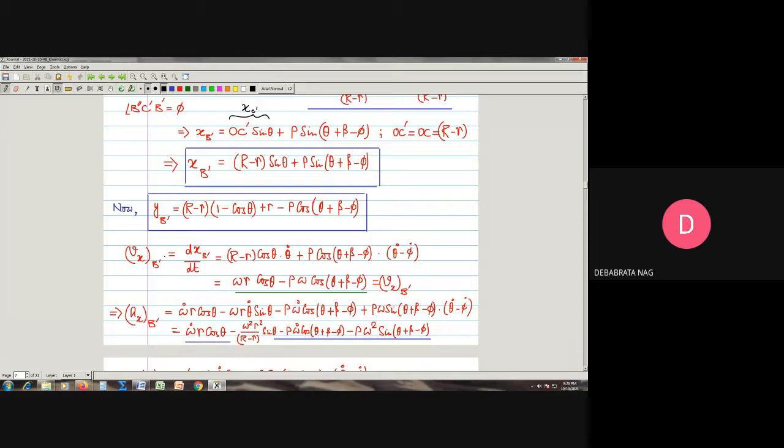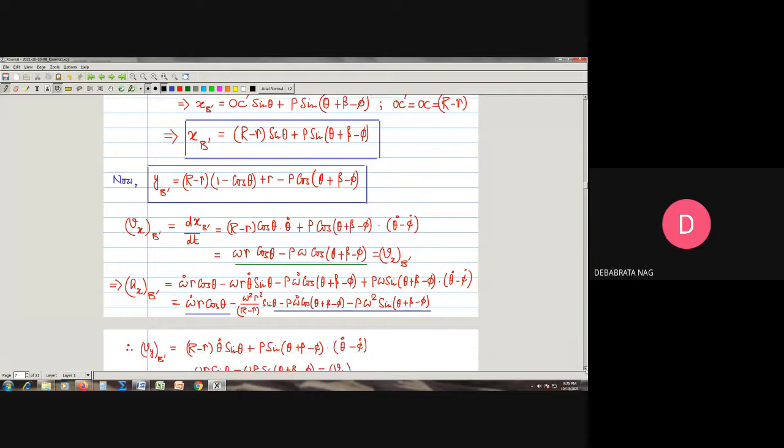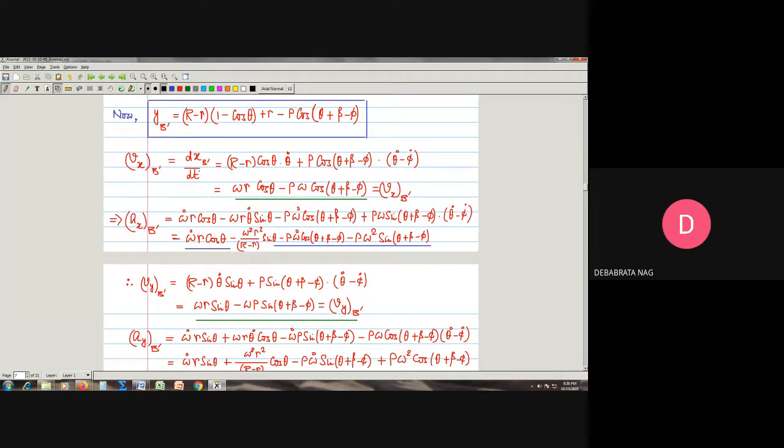So once the x component of velocity and acceleration has been found, we do the same procedure for finding the y component of velocity and acceleration. Now we have to differentiate this expression with respect to time. I think it doesn't need any explanation that if you differentiate, the ultimate expression turns out to be omega r sin theta minus rho omega into sine of theta plus beta minus phi. In this process, we have followed the same sequence of substitution and differentiation.